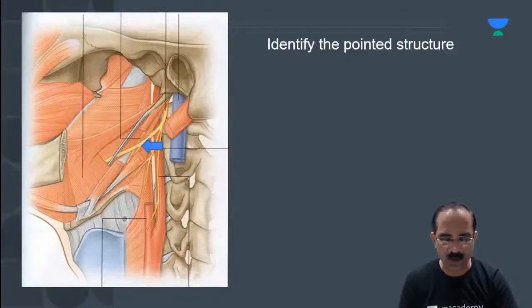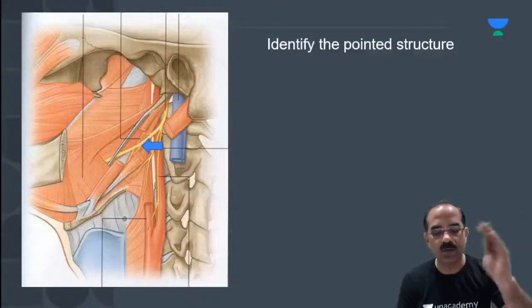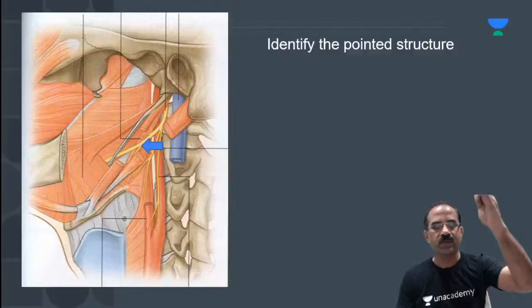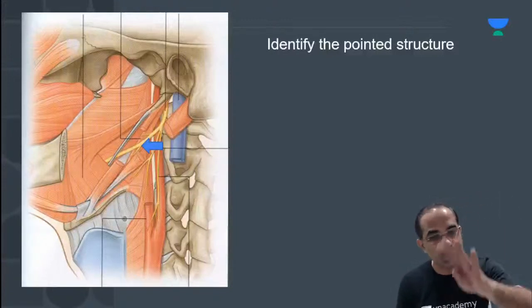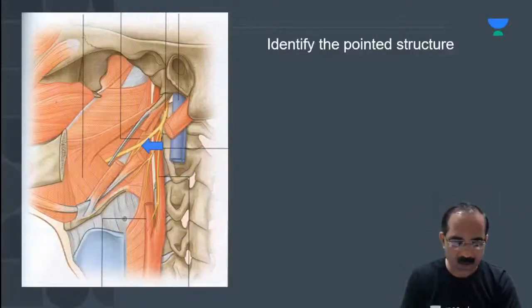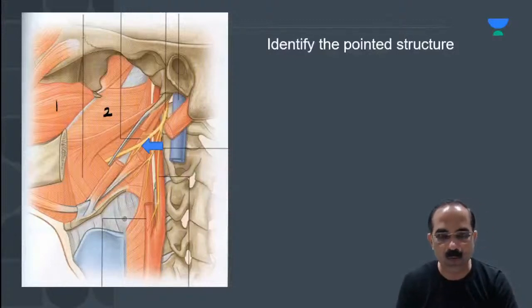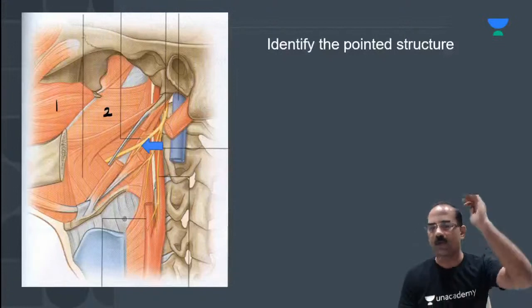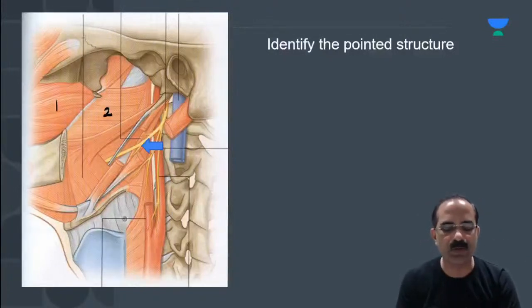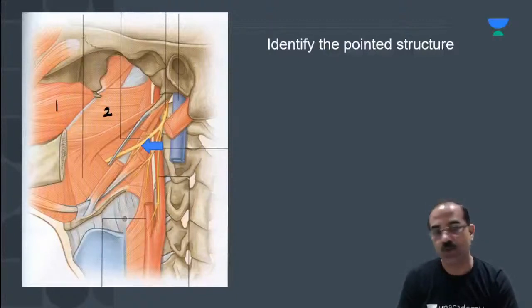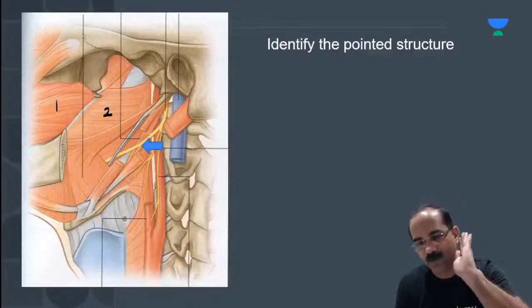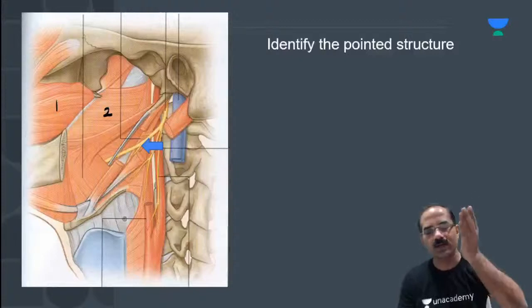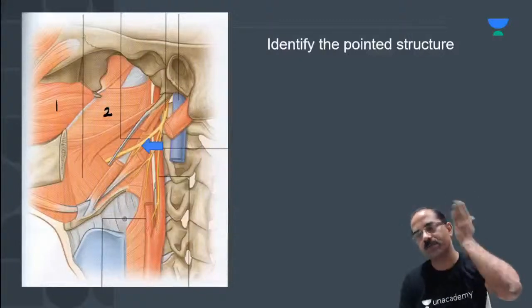This pterygomandibular raphe gives origin to two muscles. One is this and the second one is this. If you can just identify what is number 1 and what is number 2. This is a very important slide. Two muscles arise from the pterygomandibular raphe. One arises anteriorly and one goes posteriorly.